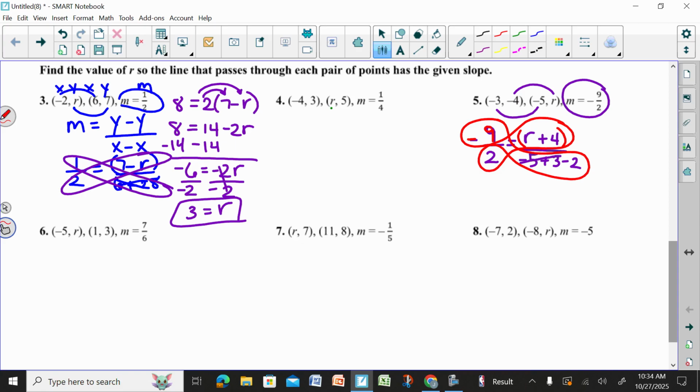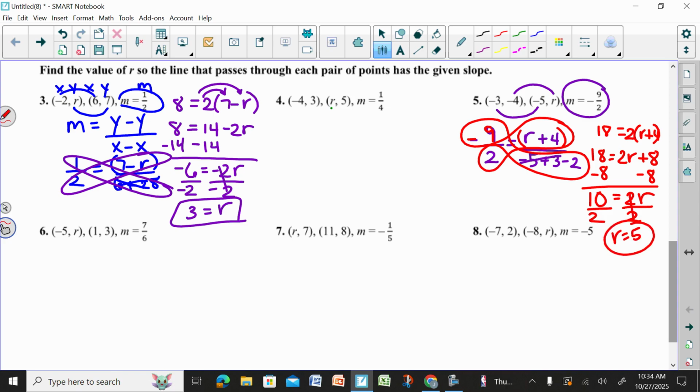Negative 9 times negative 2, I'm going to just put it next to it, is 18. 18 is equal to 2 times r plus 4. Okay, and that means 18 is equal to 2r plus 8 when we distribute. And now we have a two-step equation. Just like chapter 2, we take care of the thing furthest away first, subtract 8. 18 take away 8 is 10, equals 2r. Divide by 2, r equals 5. So the missing coordinate there is 5.